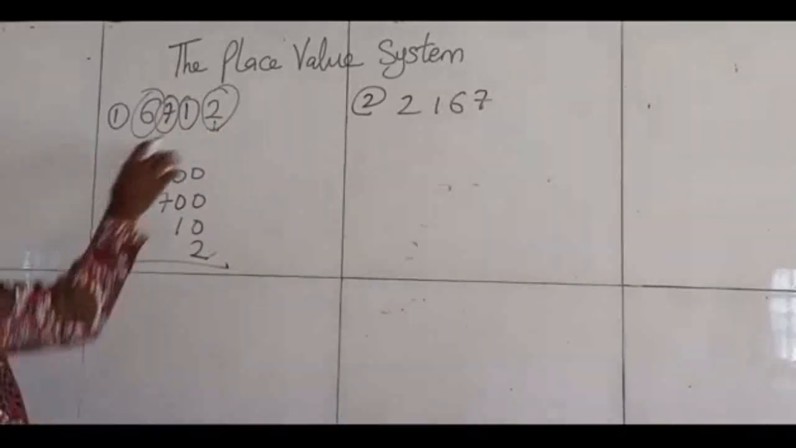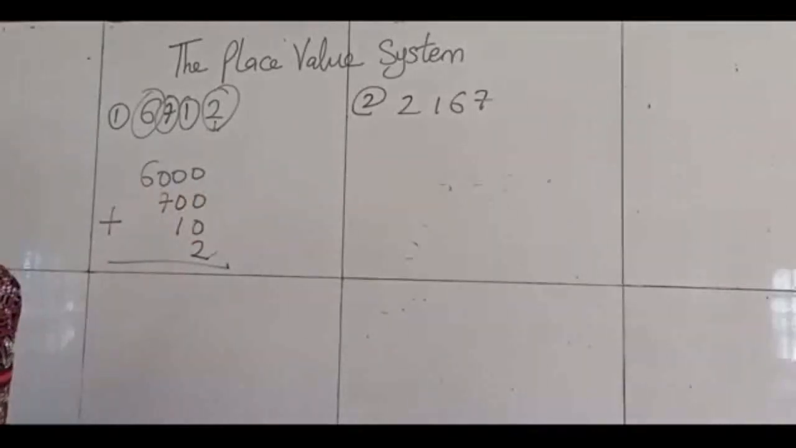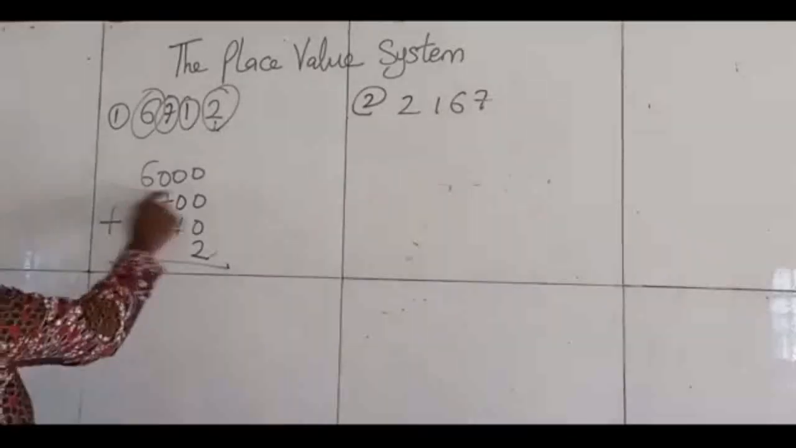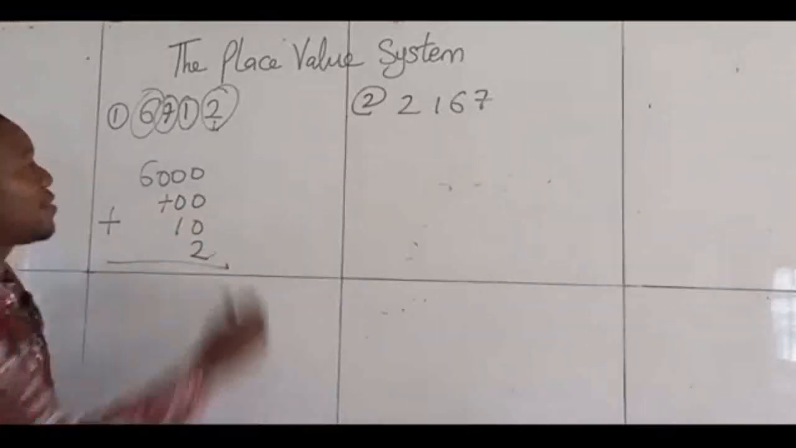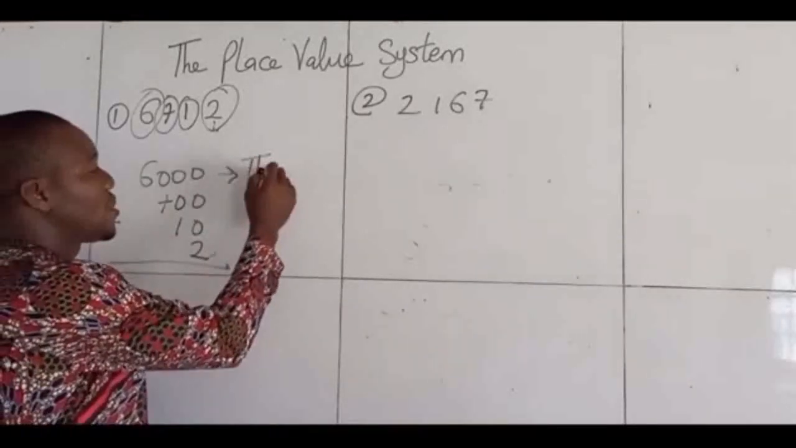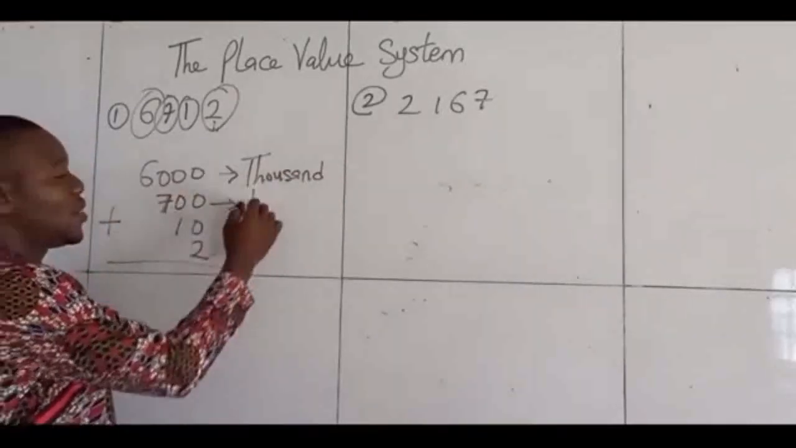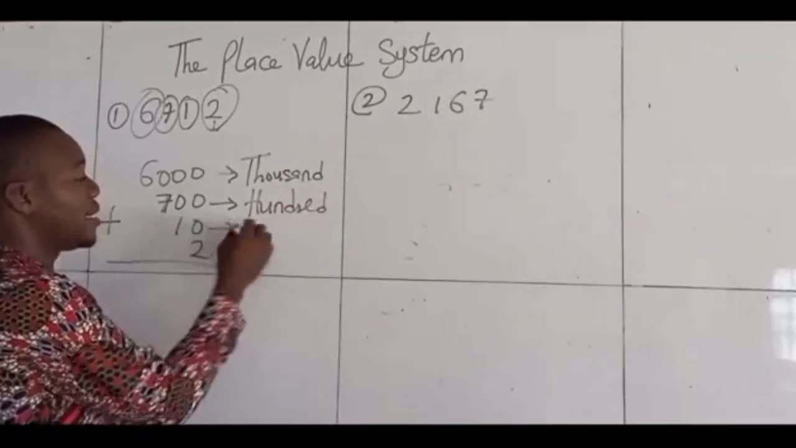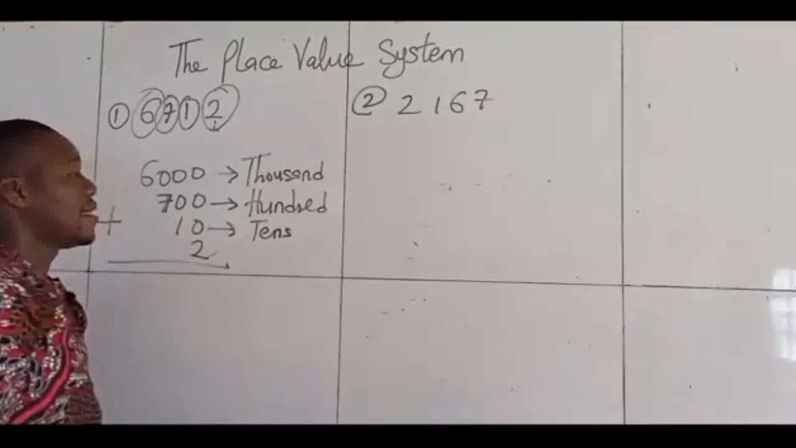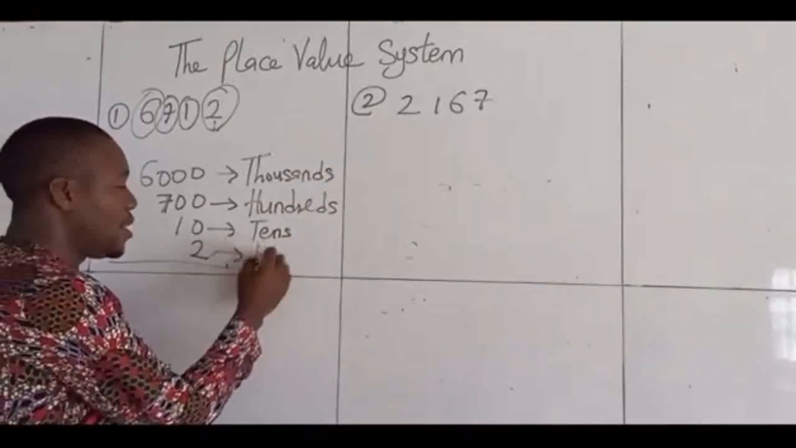So that is why you call this number 6,000, because 6 is in thousands, not an ordinary 6 as a single digit. 700, because 7 is in hundreds. So the place value of 6 is 1,000. The place value of 7 is 100. The place value of 1 is in tens. Thousands, hundreds, tens, and then the place value of 2 is in units.